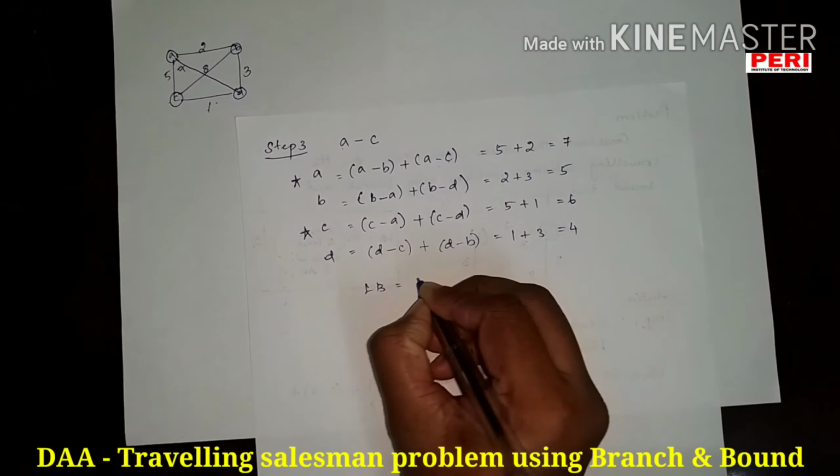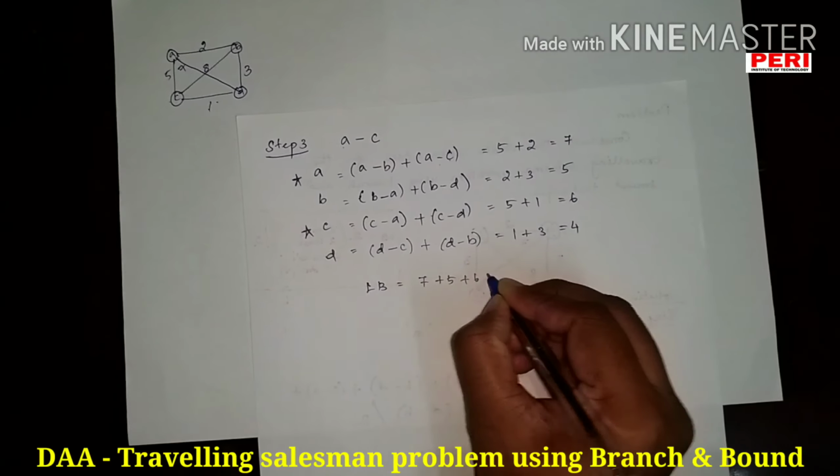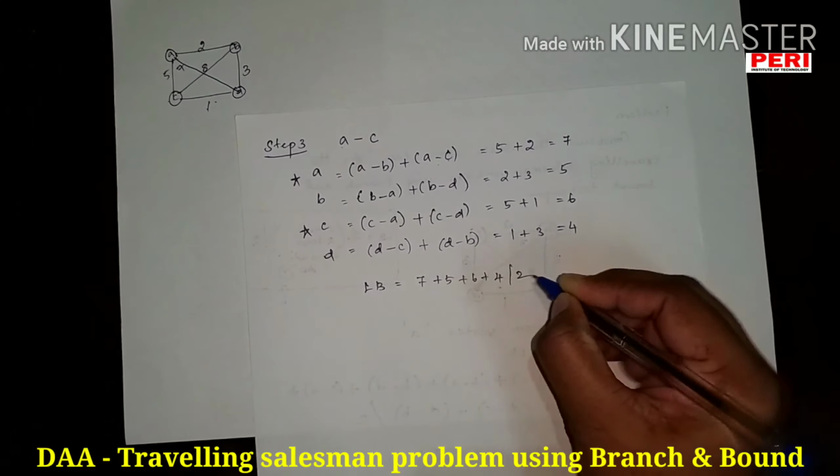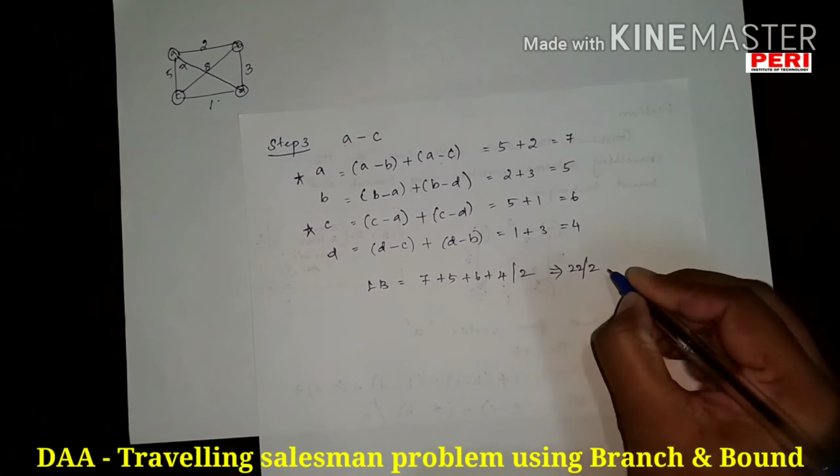So lower bound equals 7 plus 5 plus 6 plus 4 divided by 2. Again it is 22, I think. 22 by 2, therefore I get the value 11. So what do I have to do now? I have to substitute it on my state space tree. So the value for A to C is also 11.